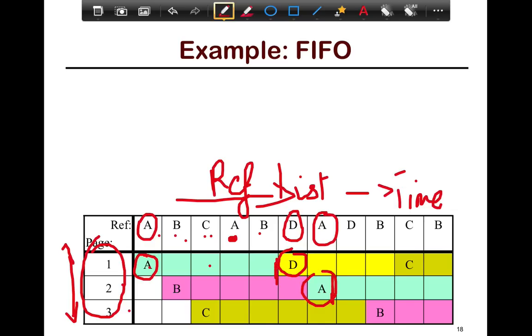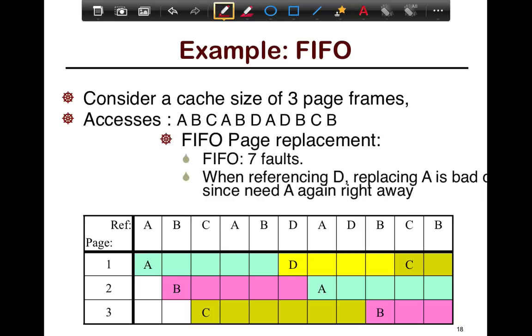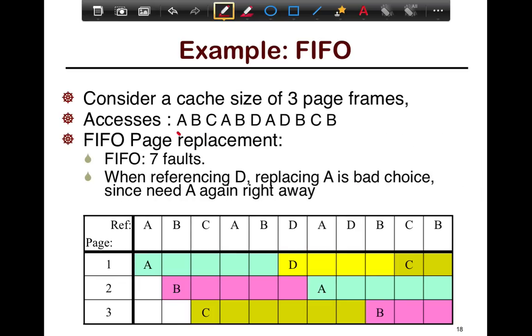This is a page fault because when you first reference D, you've got to bring it in. And then you referenced A, but you threw out A recently, so you've got to bring A in again. Then referencing D is a hit, but referencing B is a miss because A replaced B. The last time you brought in A, you threw out B, and so on. If you look at it, we have a cache size of 3 page frames, the accesses were as shown, and the total number of page faults that FIFO had was 7.